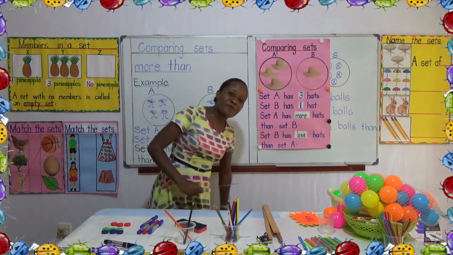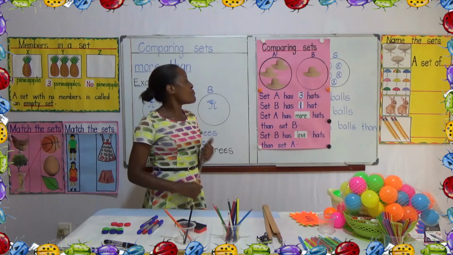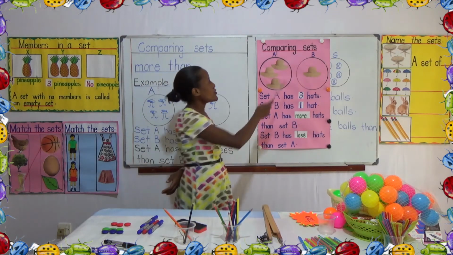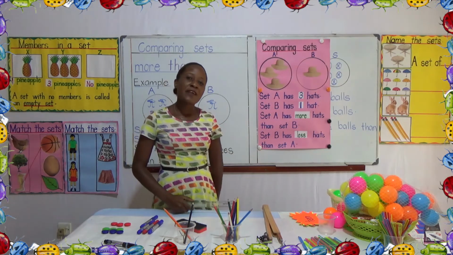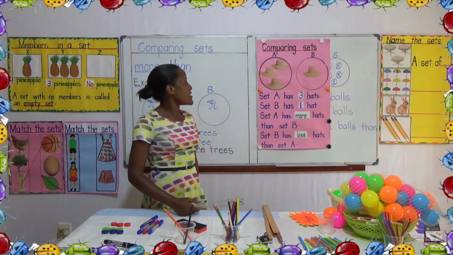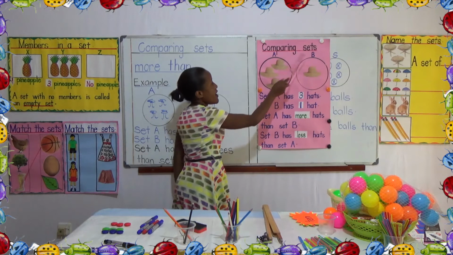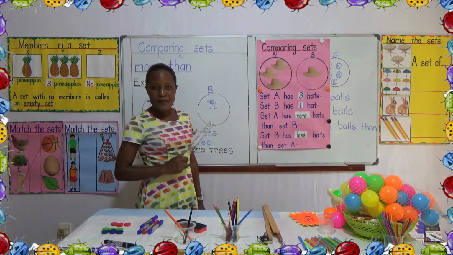Let's look at our chart. I made a chart for you because I want us to have so many examples. And here we are. What does it say? It is also about comparing sets. Let's look at our sets. Which sets do we have? We have two sets, A and B.